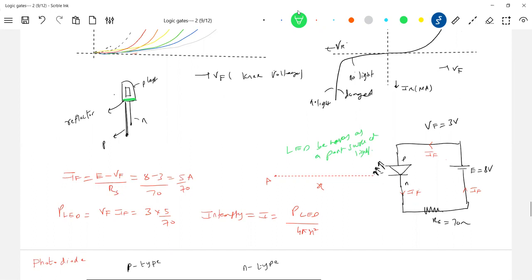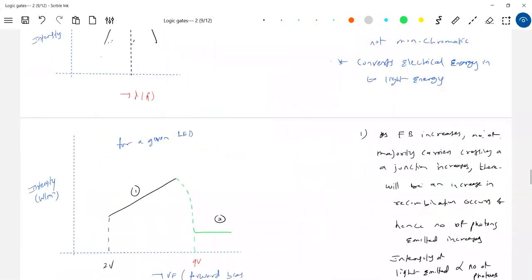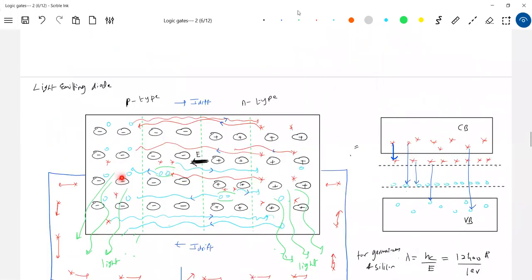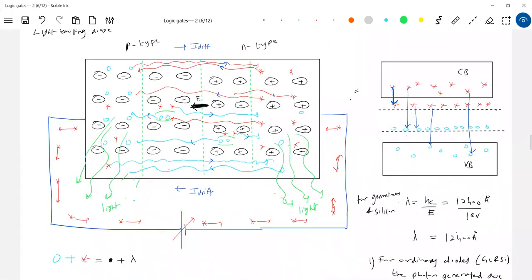I'm assuming the LED is 100% efficient, but practically what will happen? The efficiency will be around 85%. It's very good. Where will the 15% go? Some heat will be generated because the forward resistance will be there. What is the forward resistance? The material, the P and N regions, will offer some resistance to the flow of charges. So some heat will be generated. Therefore, I'm assuming 100%.